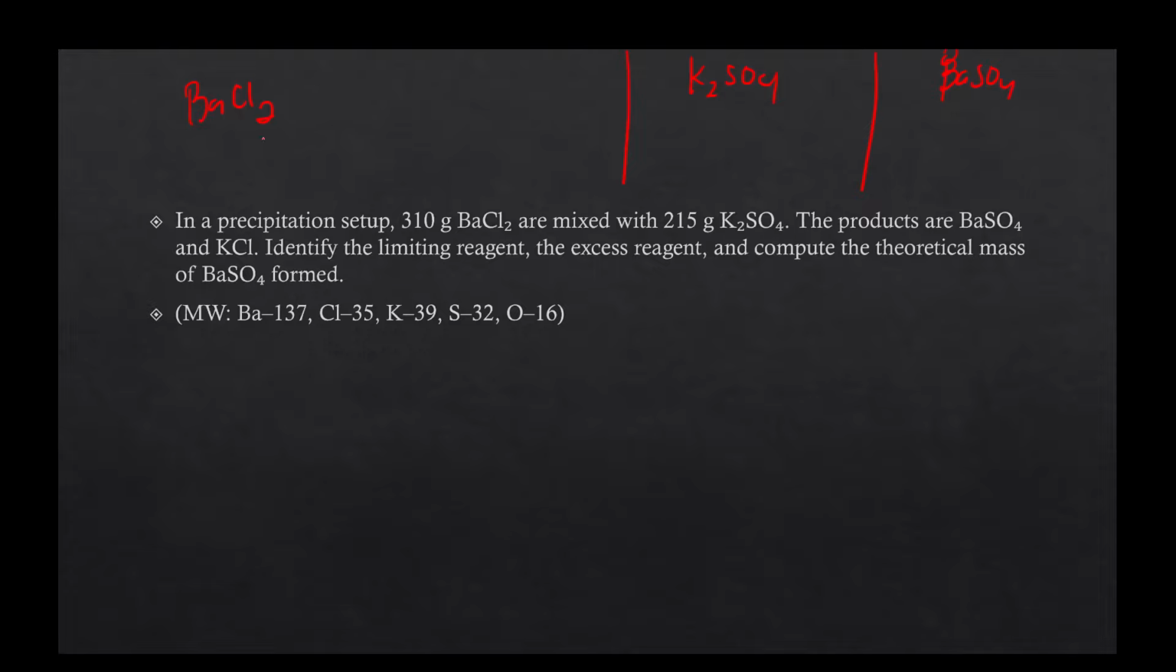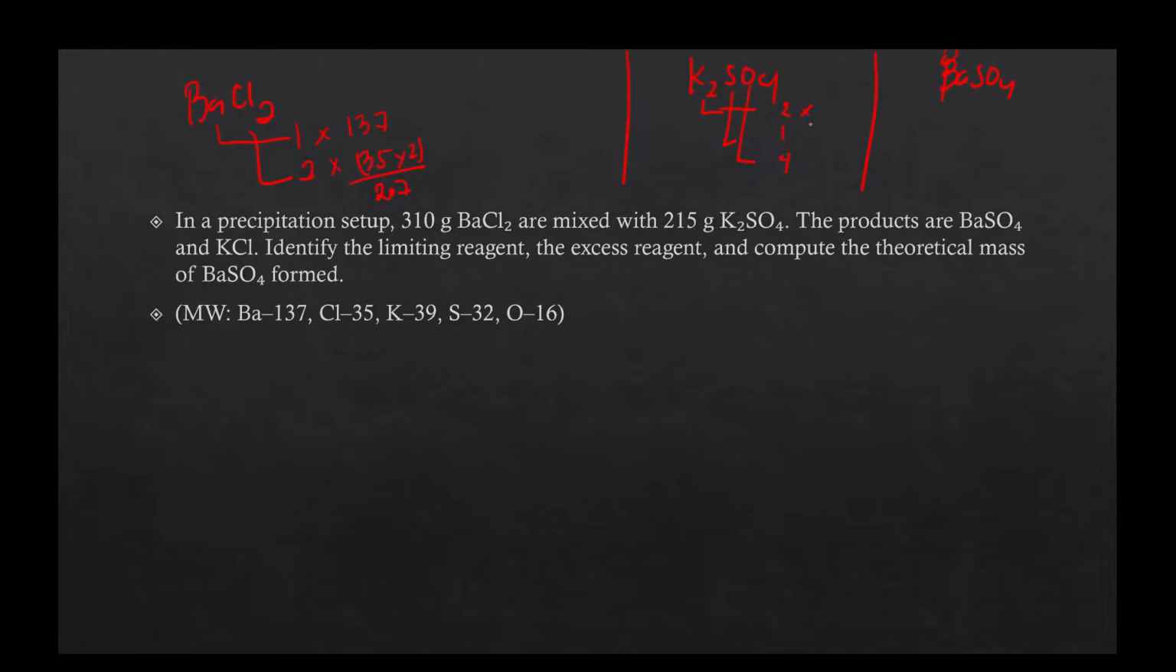Barium is 1. Chloride is 2 times, what is barium? 137. Chloride 35 times 2. So 137 plus 70. 207. Barium chloride is 207 grams. Potassium sulfate, K is 2. Sulfate is 4. 214.